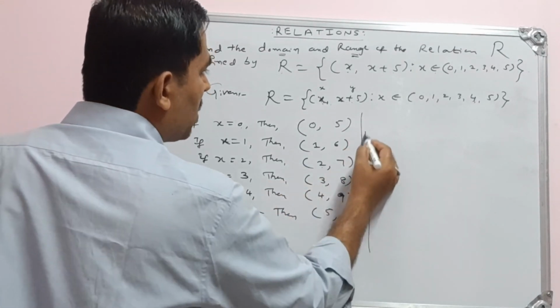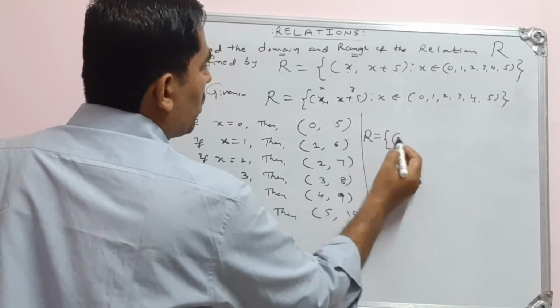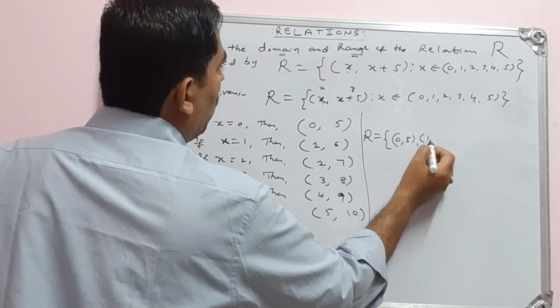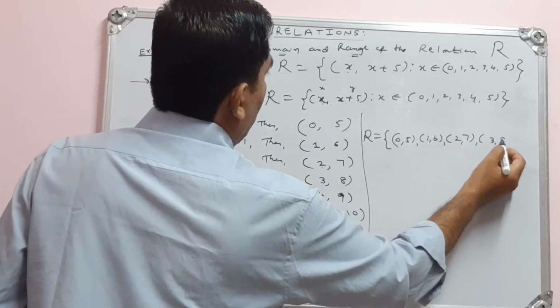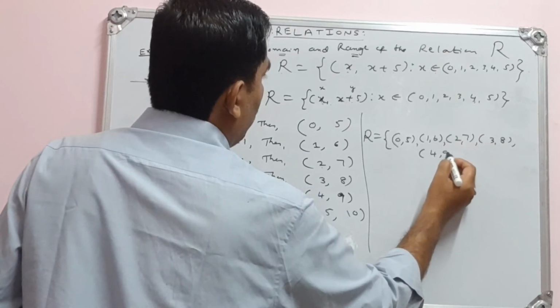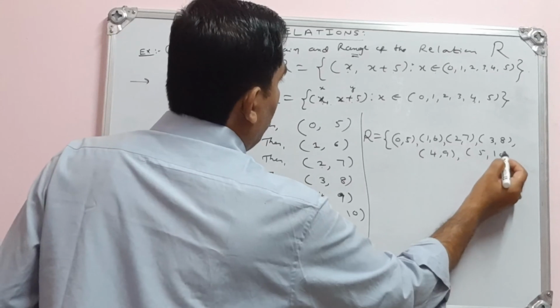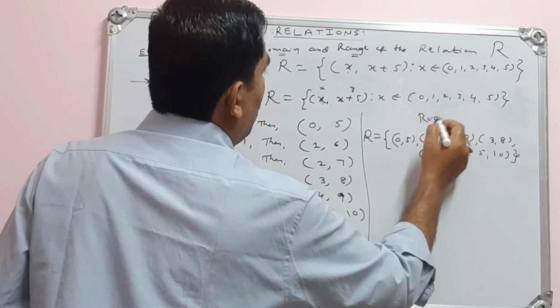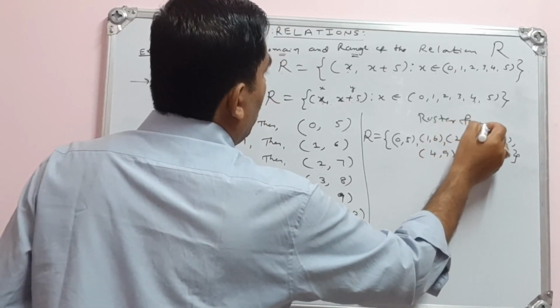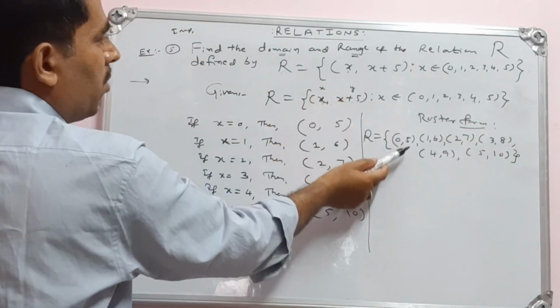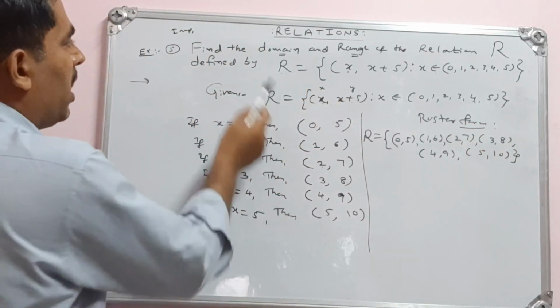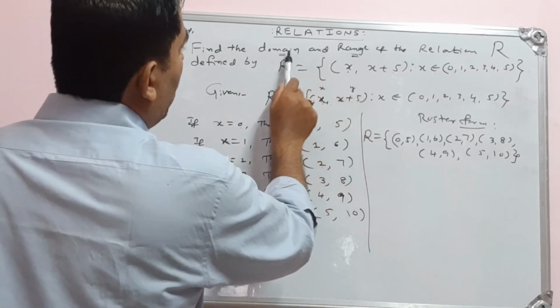Therefore, my relation will be: (0, 5), (1, 6), (2, 7), (3, 8), (4, 9), (5, 10). This is roster form. Problem is over. They have given it in set builder form, and we have converted the relation into roster form. Then we can write the domain and range.